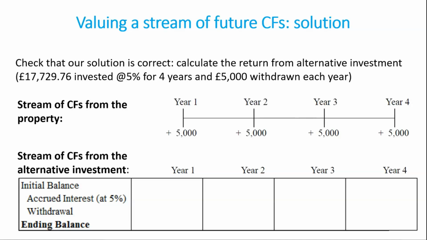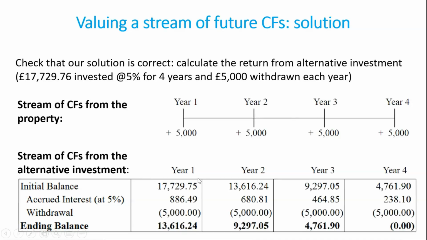If you don't buy a property, and instead invest this sum in a bank account, let's fill in this table. Our initial balance is what we've calculated, 17,729. If we invest it at 5%, at the end of the year, we'll accrue this amount in interest. We will earn £886. At the end of the year, we want to withdraw £5,000. This is our cash flow. We want to receive this cash flow. We withdraw this, and we are left with £13,600 at the end of the first year.